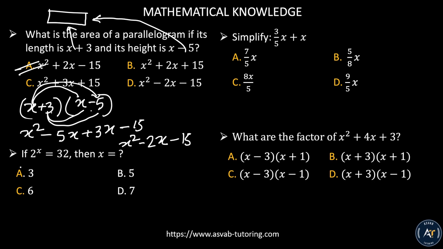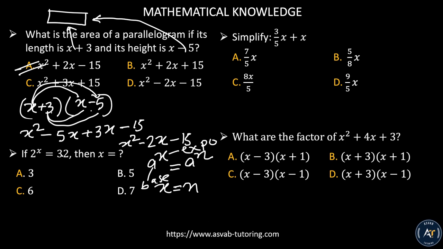Let's go to the next problem. If 2 to the power x equals 32, what does x equal? So you know, this is an exponent type of problem to solve, right? The formula is, if a to the power x equals a to the power n, then you could write x equals n. Where a is the base and x is called the exponent, right?